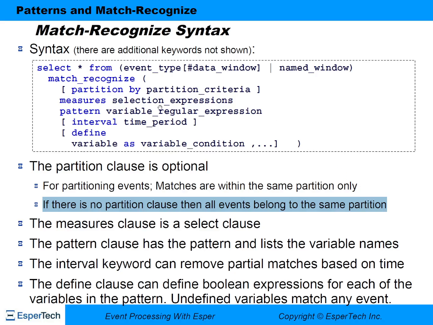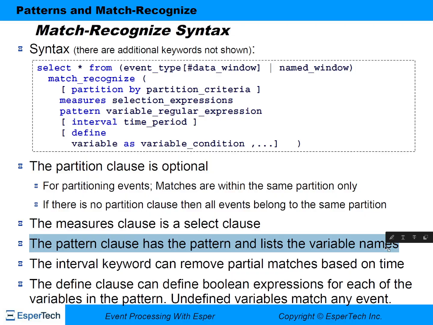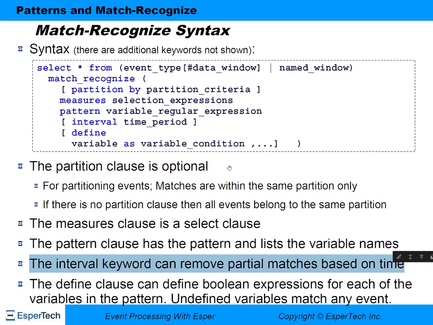After that is the measures clause. The measures clause is required and selects from matches. After that is the pattern clause. The pattern clause is required and has the pattern that contains variable names. The pattern clause can also specify alternatives, repetitions, optional matches and nesting. Variables can be understood as placeholders for events. The optional interval keyword can remove partial matches based on time.